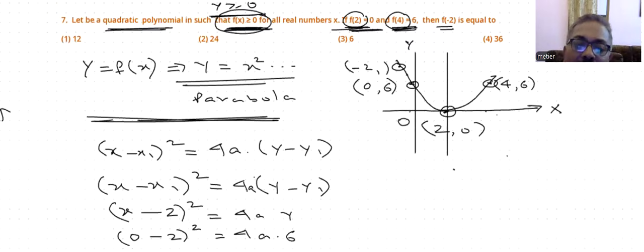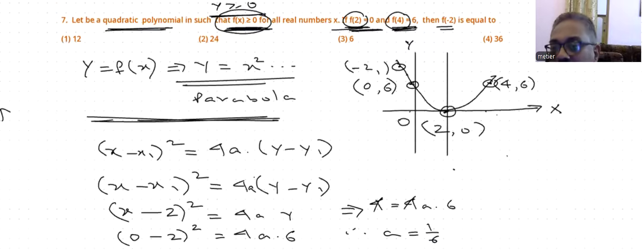So it is coming as, y is 6, x is 0. Done. So it is coming as 4 equals 4 into a into 6. 4, 4 cancelled out. A is coming as 1 by 6. Luckily, we did not eliminate, so a is there. So the equation is coming as (x minus 2) whole square equals 4 into 1 by 6 into y.